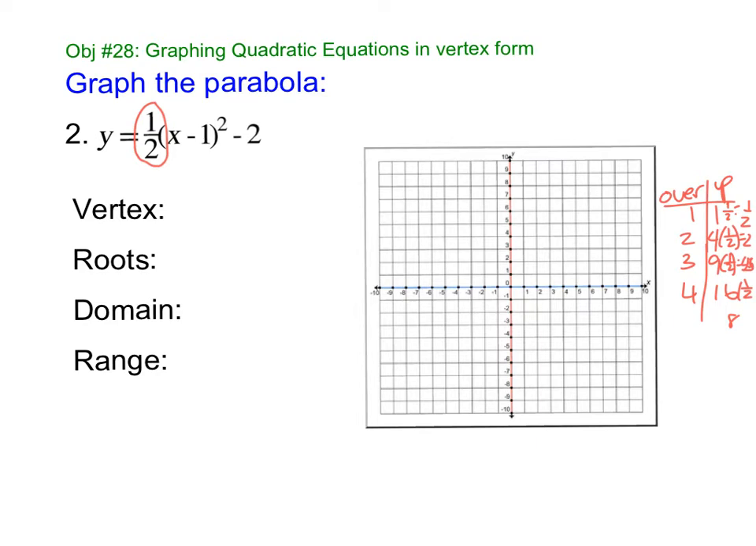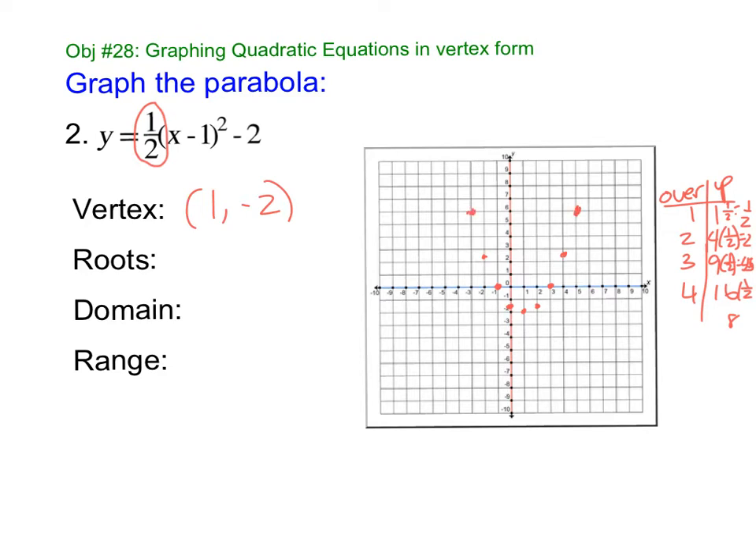My vertex is exactly the same. Change the sign of the inside. Outside stays the same. So I have 1, -2. So now instead of going over 1 up 1, I'm going to go over 1 up a half. Over 2 up 2. Over 3 up 4.5. 1, 2, 3. So we're just kind of estimating the best we can. And then over 4 up 8. 1, 2, 3, 4. 2, 4, 6, 8.